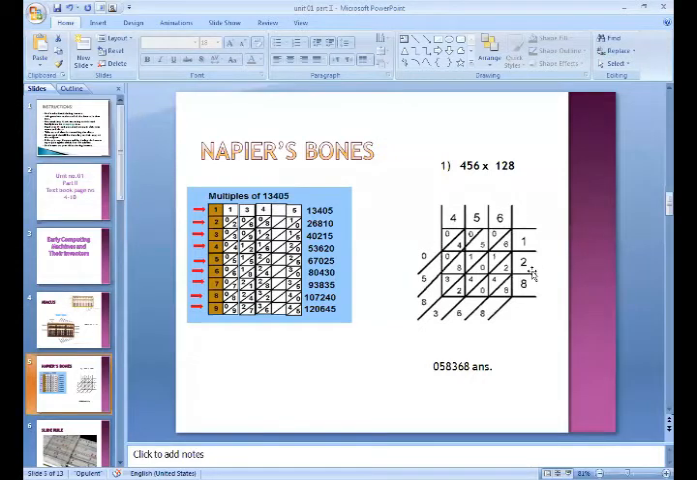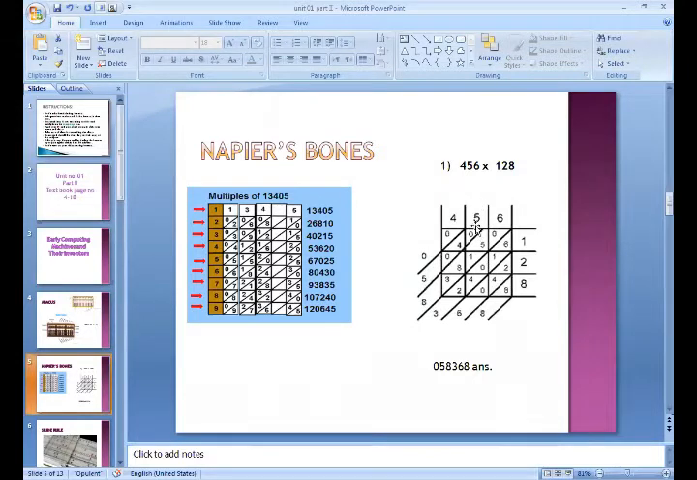6 multiplied by 2, 6 twos are 12. 12 means 1 ten and 2 units. And then 6 multiplied by 8, 6 eights are 48. So the unit is 8 and the upper value is 4.